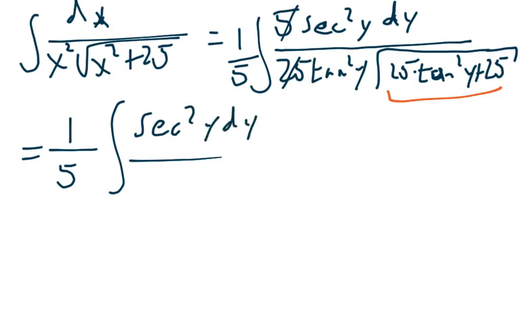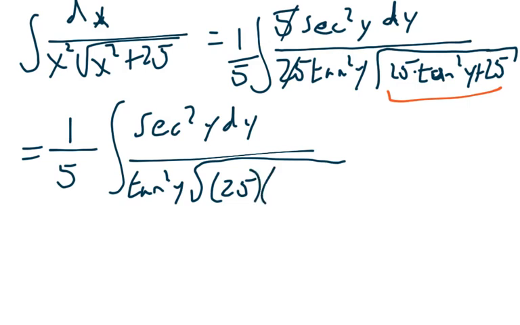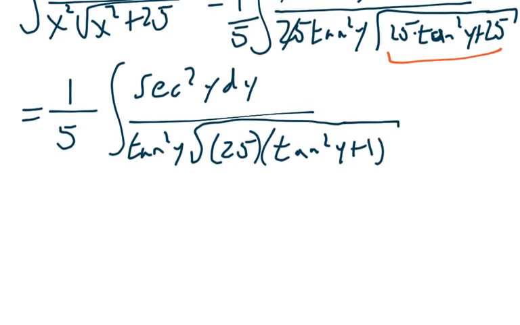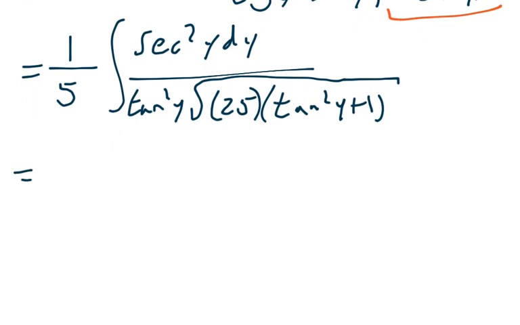It looks a little bit intimidating now. We have this tangent squared y. But now I'm going to bring 25 out of everything. So here, I'm going to just do an extra step. I'm going to factor the 25 out. And then now I have tangent squared y plus 1. Right?